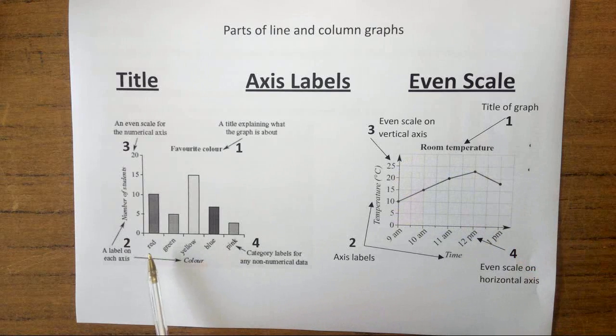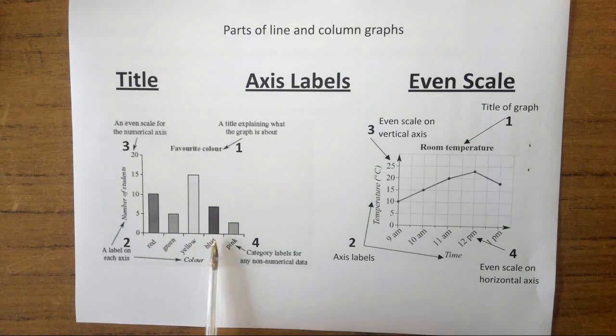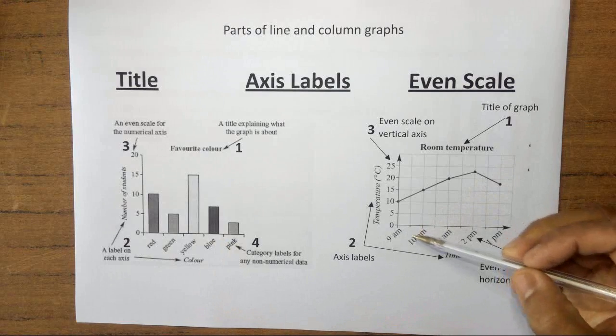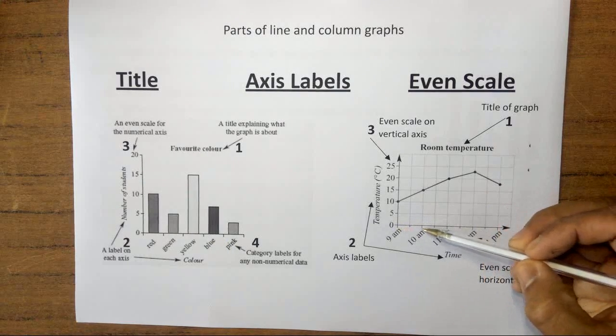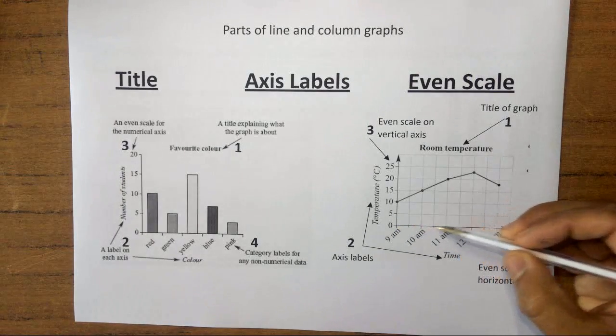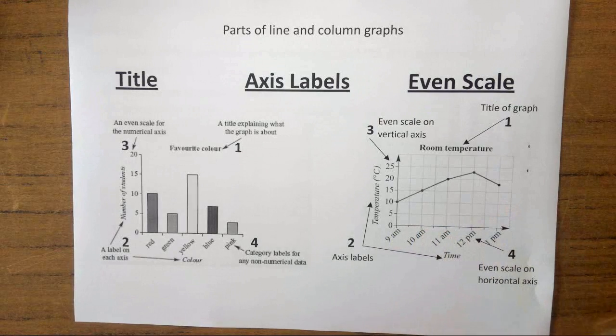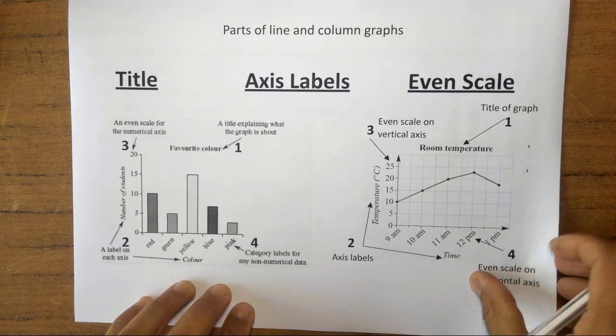Across the x-axis in a bar graph or a column graph, quite often you won't have numbers, you might have labels. So red, green, yellow, blue and pink. Notice how these are in the middle of the bar graph. Whereas in a line graph, your numbers 9 AM, 10 AM, 11 AM, 12 PM and 1 PM are on the lines. And they again go up evenly. So they're the parts of a line graph and a column graph. Let's have a look at reading them.